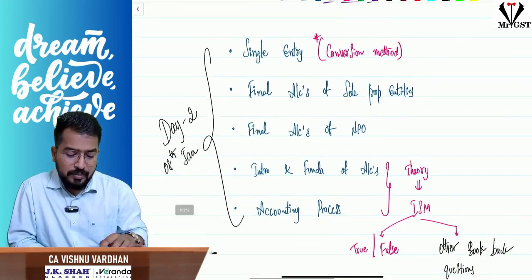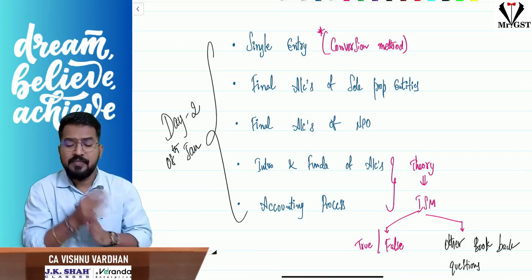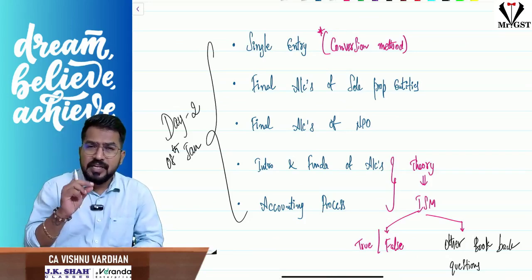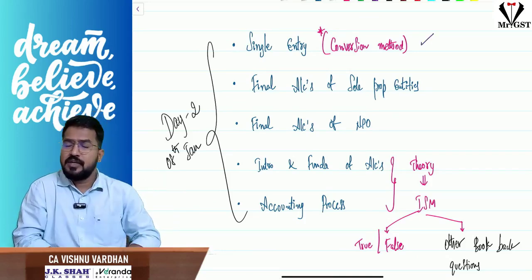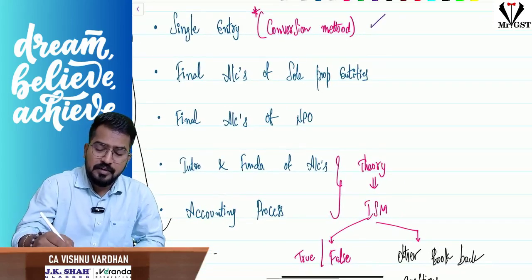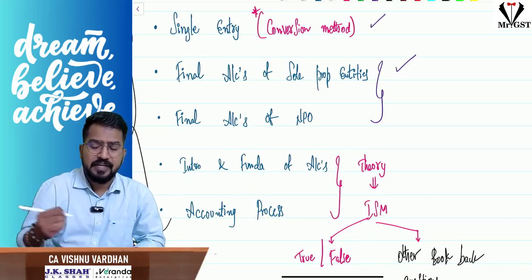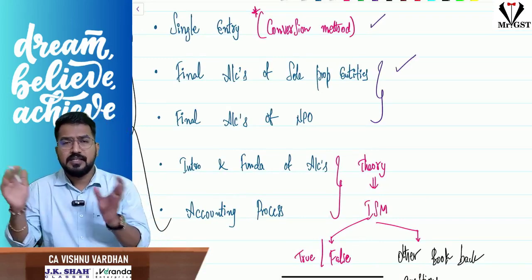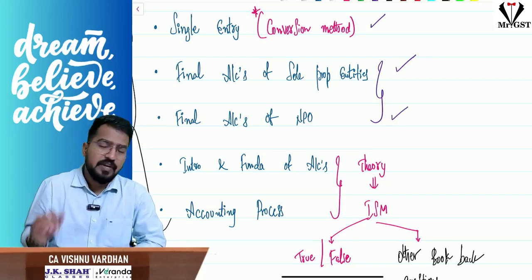Next, day 2, the plan should be single entry, of course the important chapter, and in single entry give a little bit extra preference to conversion method. Okay, single entry is going to be important, of course you know that. And next, the another interesting thing is final accounts. If you prepare final accounts of sole proprietor entities, conceptually it is mostly similar to final accounts of NPO.